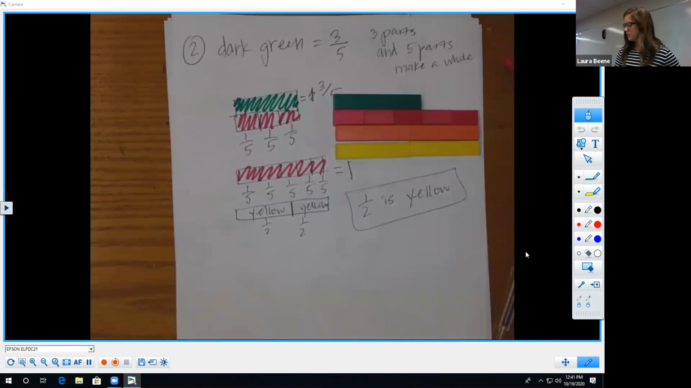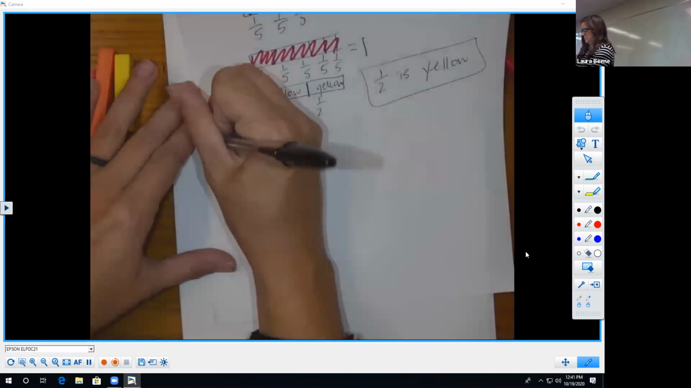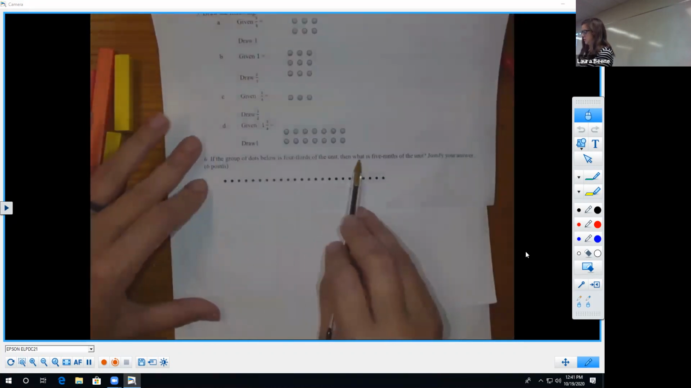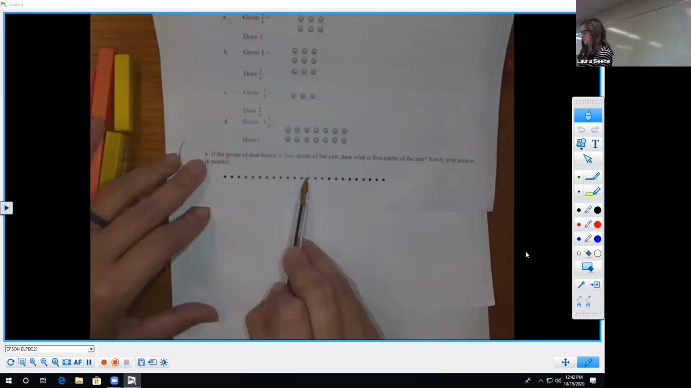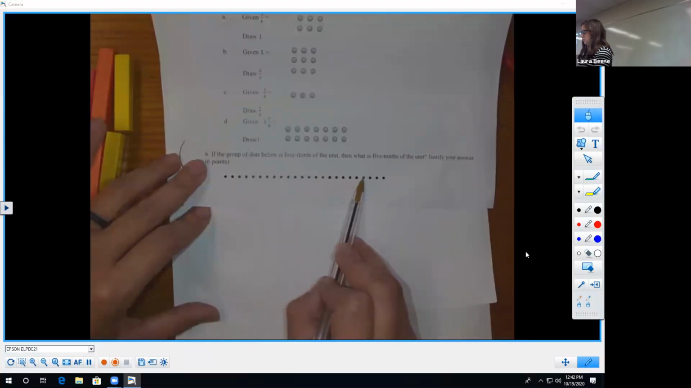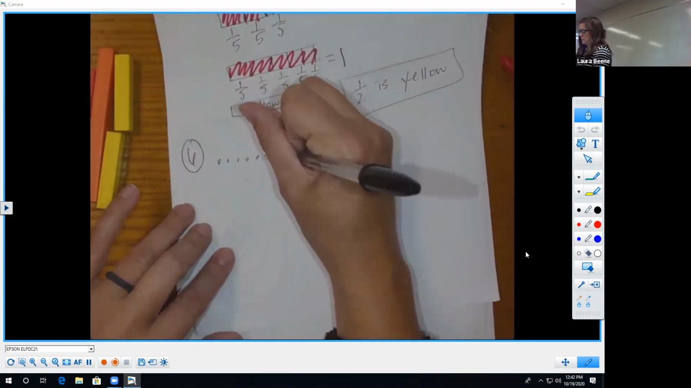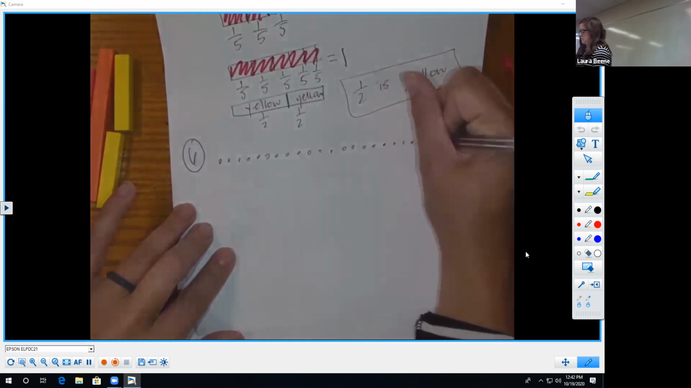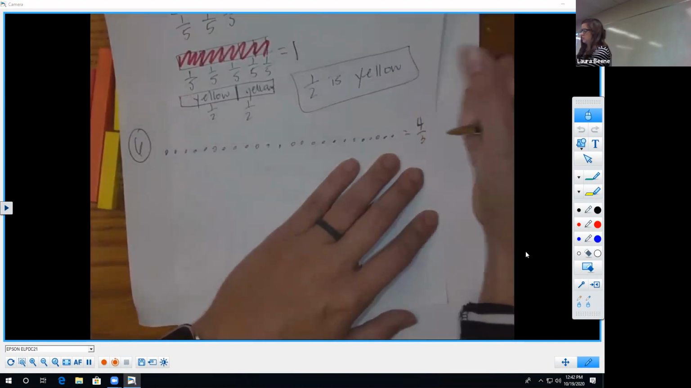Okay, so she also wants to go over 6 and 13. So let's look at 6 and 13. Number 6 says, if this group of dots below is 4/3 of the unit, then what is 5/9 of the unit? There are 24 dots here. So it tells us this is 4/3 of the unit.